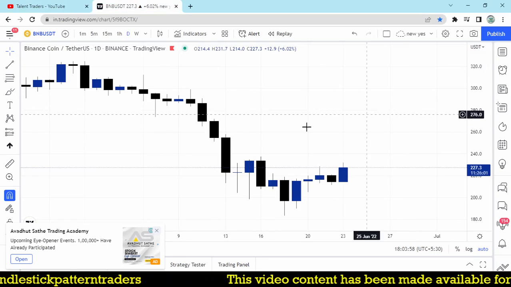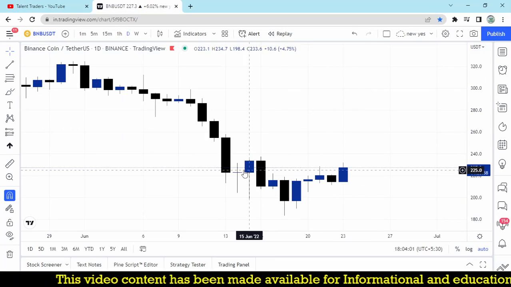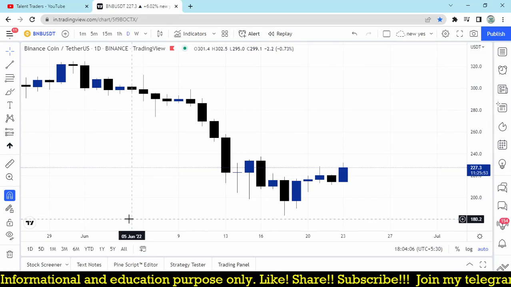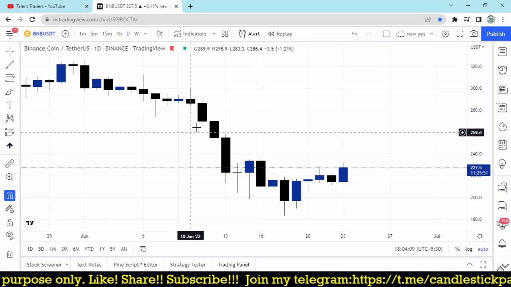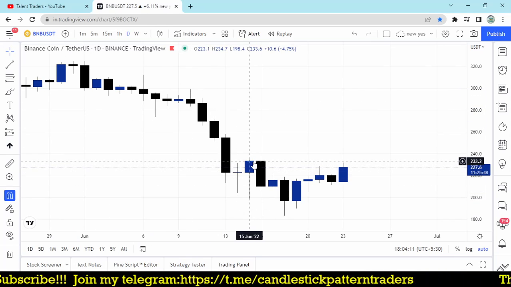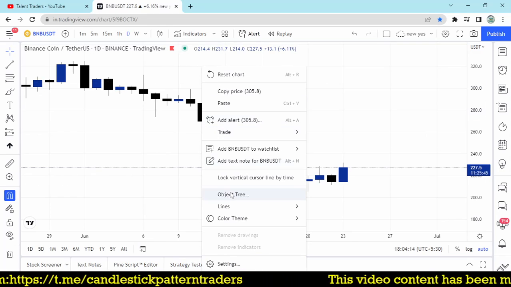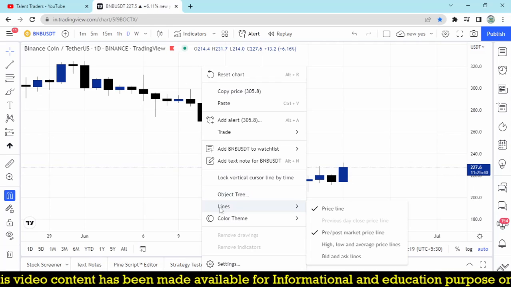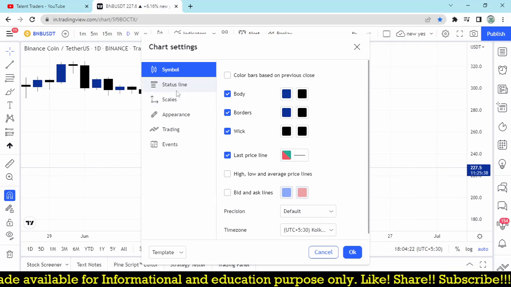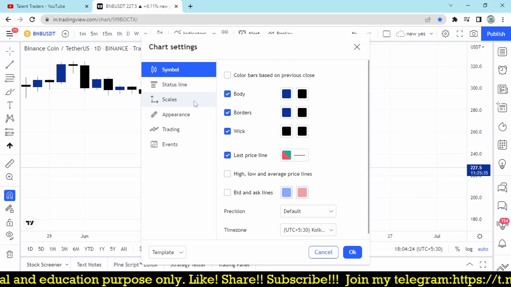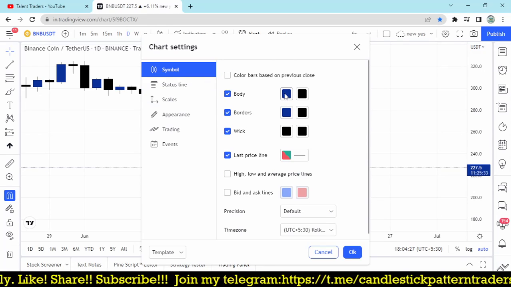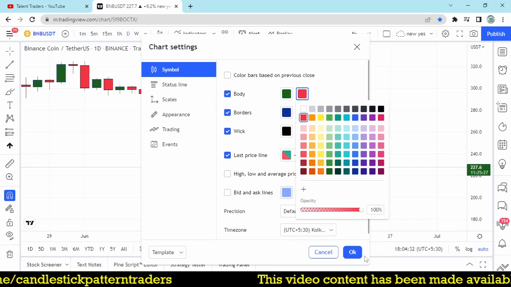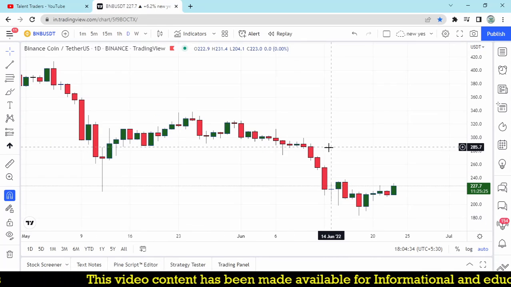Right, a lot of people are asking about the colors of these candles. First of all, the colors which I have adopted are black and blue. Black is the bearish day and blue is the bullish day. Everyone was seeing red and green, so I thought to change it, and that's why I changed the color. But if you want red and green, you can change it from here. Whatever colors you want, you can. Everyone was asking about this color.